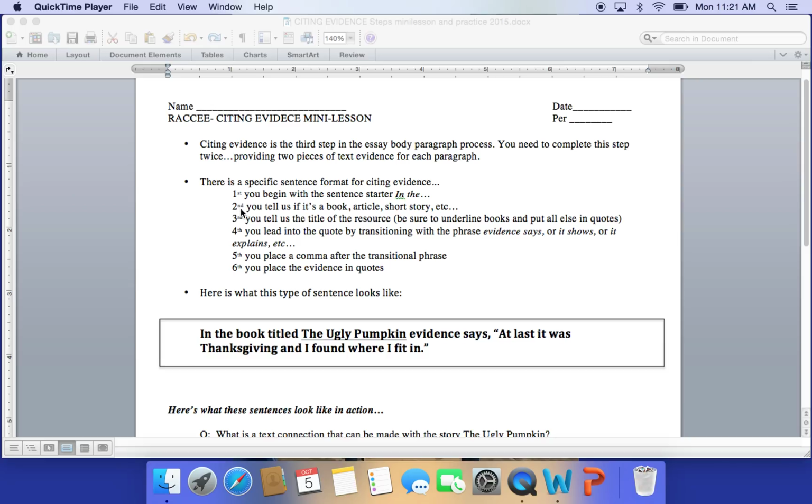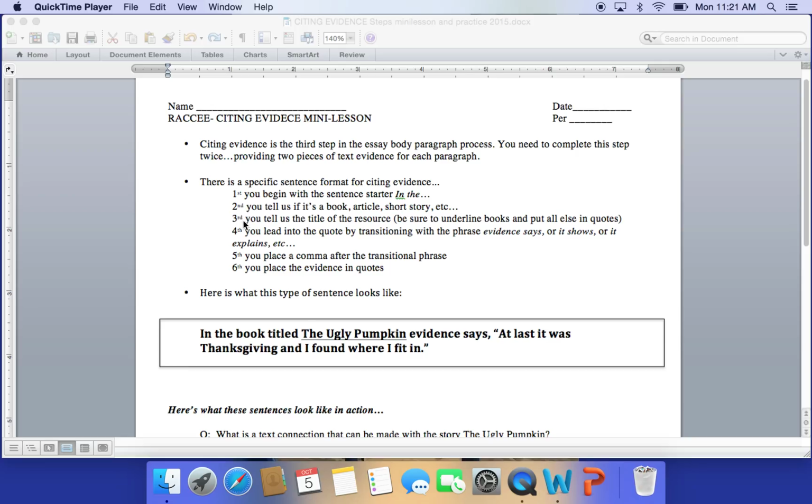And then if you look at the second step, I tell you, you've got to list the book title or tell us what kind of resource it is that you're using. Is it a book? Is it an article? Is it a short story? So if you were to put these two steps together, it would sound something like this when you wrote it out: In the book, in the article, in the short story, whichever one it is.